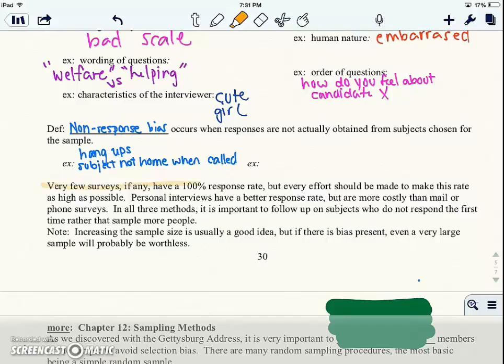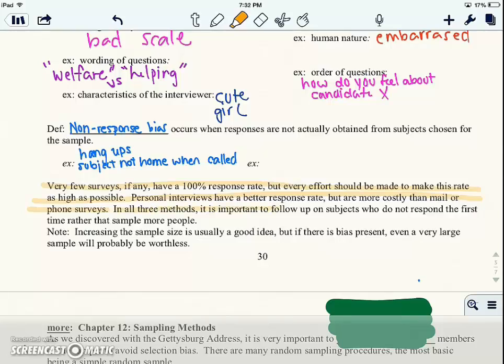Very few surveys, if any, have a 100% response rate, but every effort should be made to make this rate as high as possible. Personal interviews have a better response rate, but are more costly than mail or phone surveys. And that would be because if I walk up to you and ask you to respond to a question, you're more likely to do that just by human politeness than hang up on me if I call you.